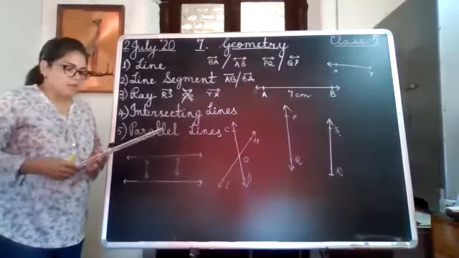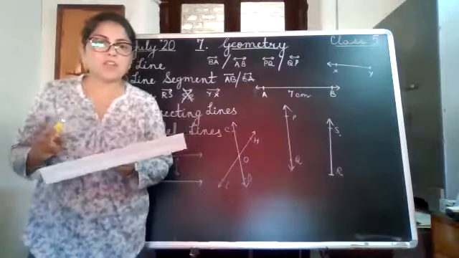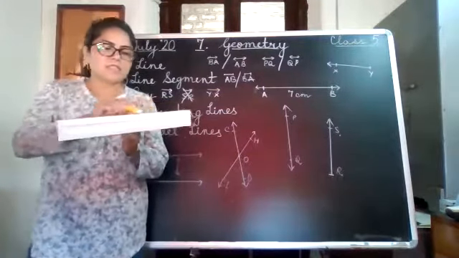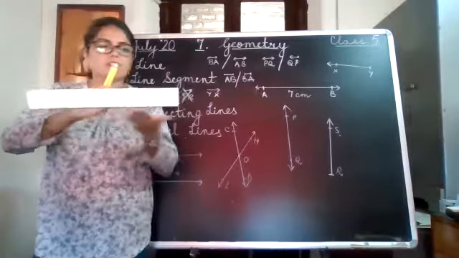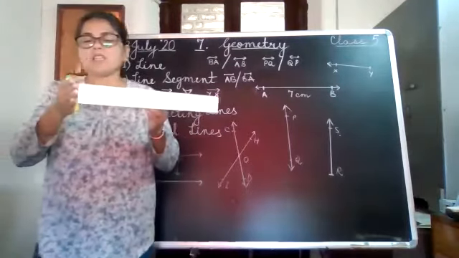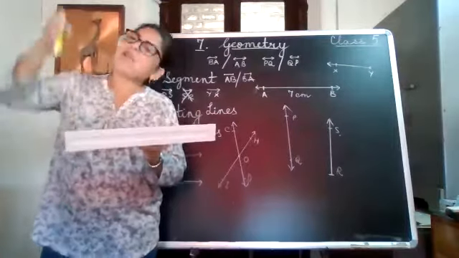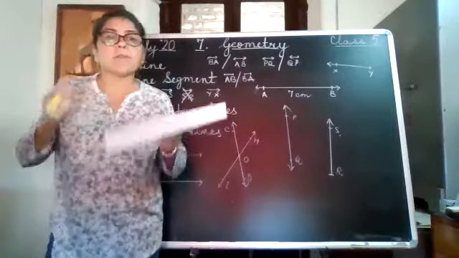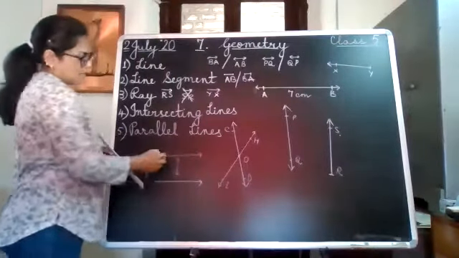Like for example, the edges of this particular scale is an example for parallel lines. This edge means this end of the scale and this end of the scale. This is one example of parallel line. Similarly, these two sides also, this one and that one. How much ever I make it longer, they will never meet. Okay, that is why they are called parallel lines.